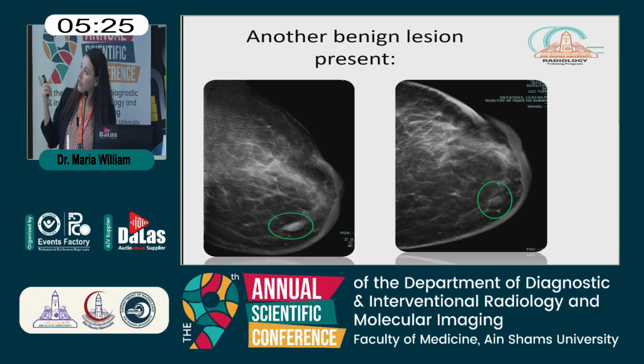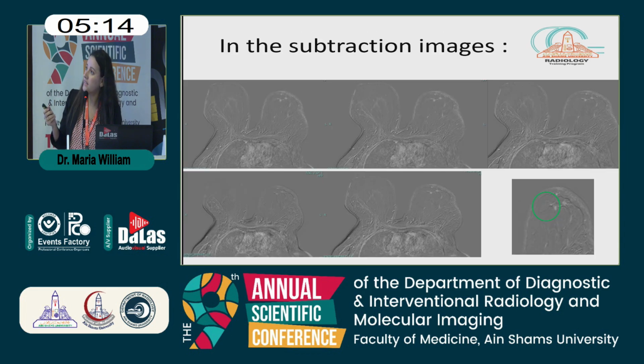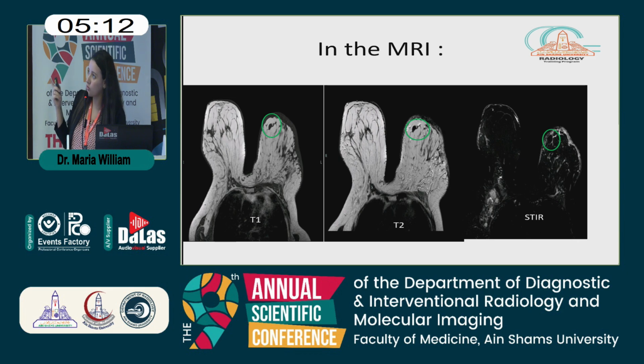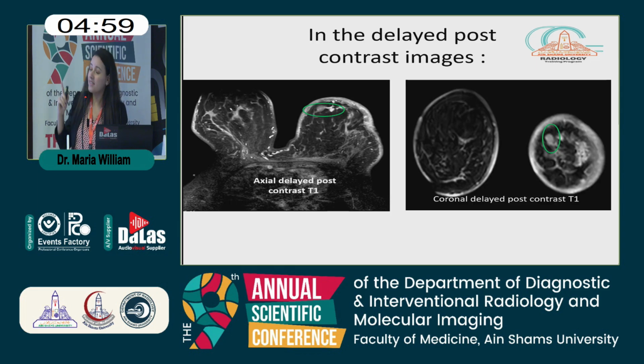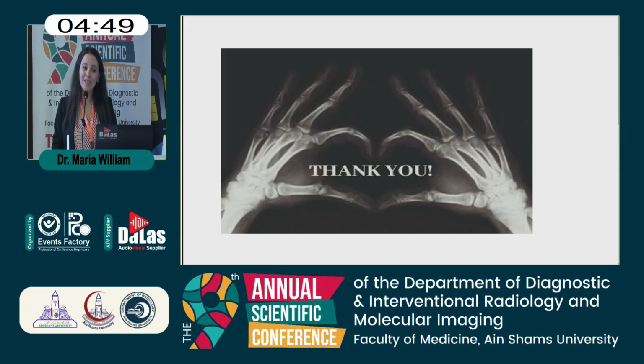Here in the mammography, we can see a mass lesion, oval in shape with circumscribed margin. In the MRI, T1, T2, STIR, we can see a low signal lesion. And in the subtraction images, we can see no contrast enhancement at all. But we can find in the delayed post-contrast images some contrast enhancement, which is a characteristic feature of a fibroadenoma. Thank you.